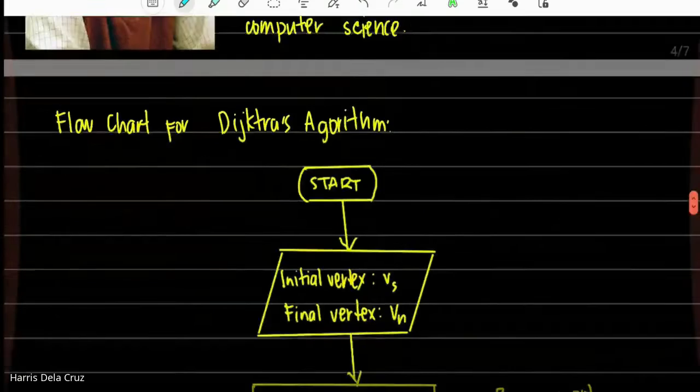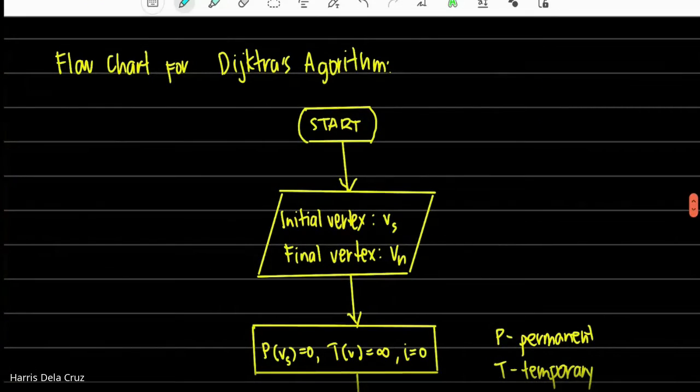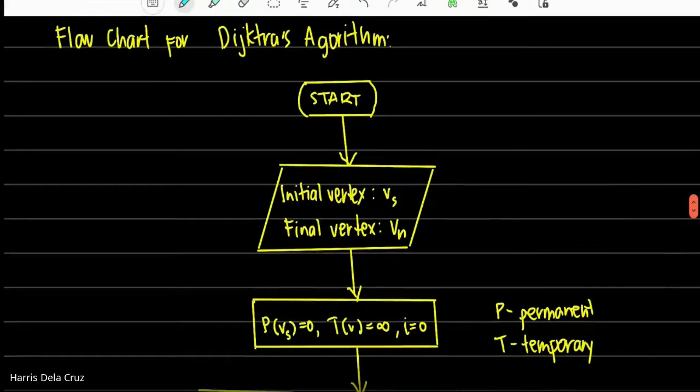Sometimes it's helpful kung lalagay natin siya sa flowchart para mas maintindihan natin. So, ganito yung Dijkstra. Ang nangyayari, when you initialize, you need to give an initial vertex and a final vertex. So, we can name that V sub S for the starting vertex and V sub N for the terminal vertex.